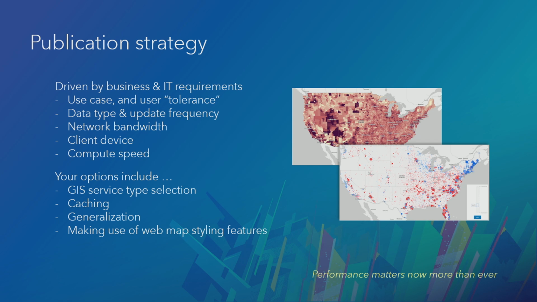So as we think about how to do this, what is a strategy for publication? Keep in mind this is all driven by business and IT requirements, so functional and non-functional things. And really, the tools at your disposal are the different types of GIS services, the option to use caching, the option to use generalization, and then different types of styling of those features. These are the tools in your arsenal to actually satisfy these requirements by publishing services and making layers available.